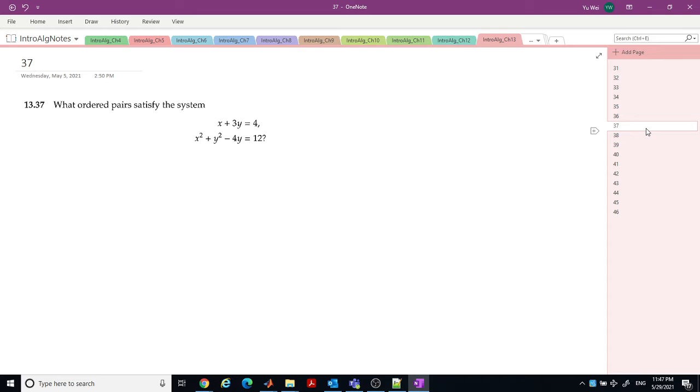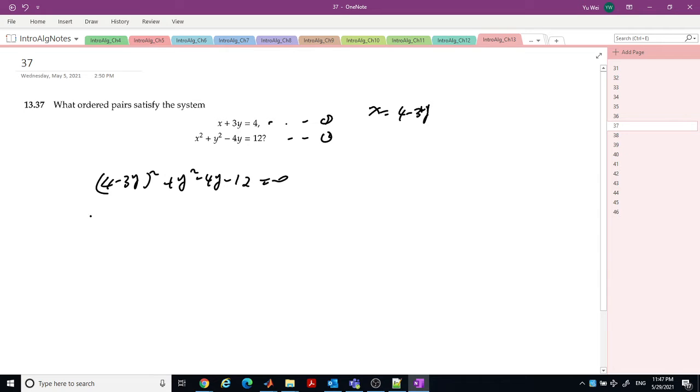Next, so it's still the same thing. We need to use the first one to give us x equals 4 minus 3y. Then substitute into the second one, so we have (4 minus 3y) squared plus y squared minus 4y minus 12 equals 0. Then it's 10y squared minus 24y plus 4 equals 0. Equivalently, it is 5y squared minus 14y plus 2 equals 0.